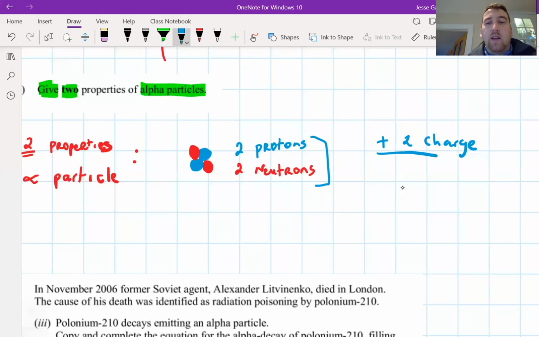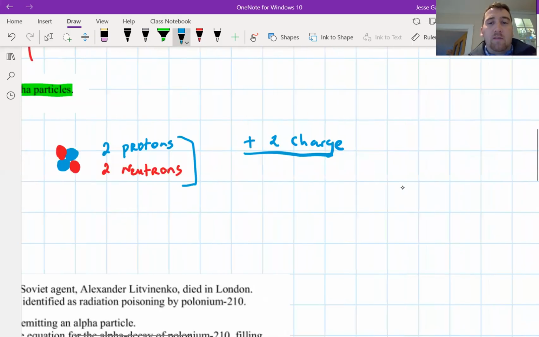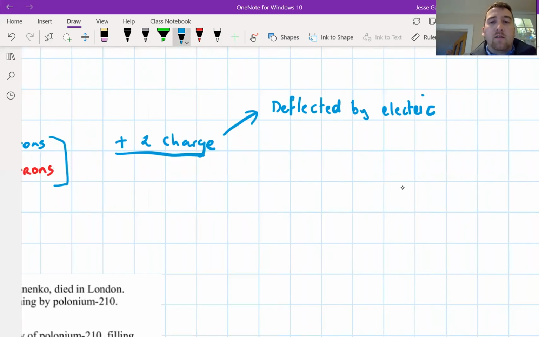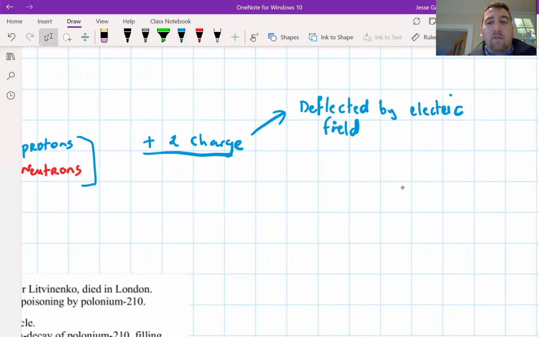That's one of the things you could say. There are lots of resulting properties of this, by the way. You could have said that they are deflected by electric fields, and this is because it has a charge. It will be deflected by electric fields. That's a reasonable property. Or sorry, by electric or magnetic fields. So that means it will be attracted to a magnet.